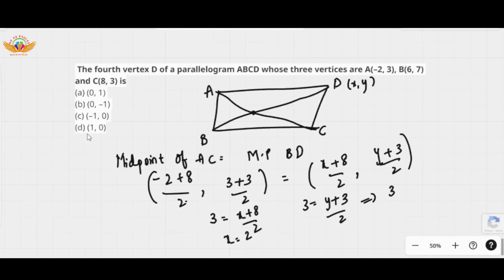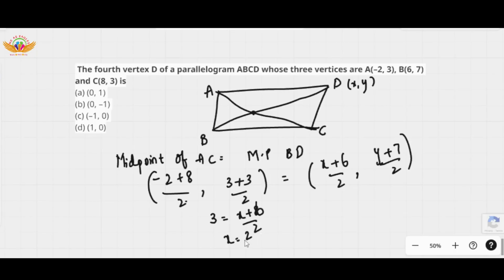So x comma y will be, see, I'm taking the points here. It's B and D. So BD means what will come? (6 plus x) by 2, right? Yes, it is (6 plus x) by 2 and here it is (7 plus y) by 2. And so here it will become (x plus 6) by 2.